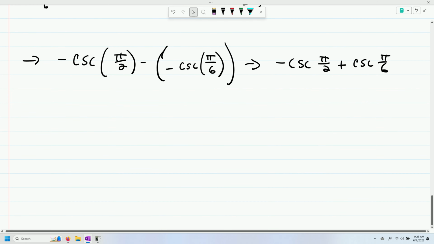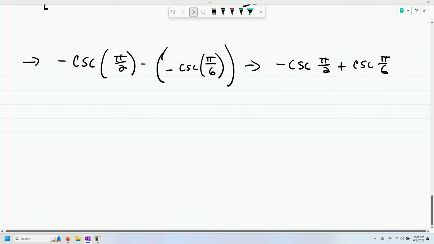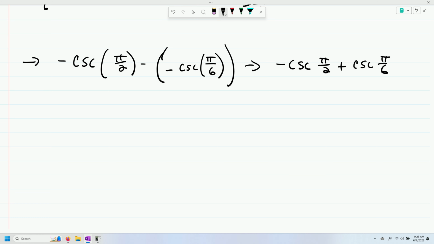And using our unit circle, we can figure out exactly what those are. The negative cosecant of pi over 2 is going to be negative 1. The cosecant of pi over 6 is going to be positive 2. And negative 1 plus 2 is positive 1.